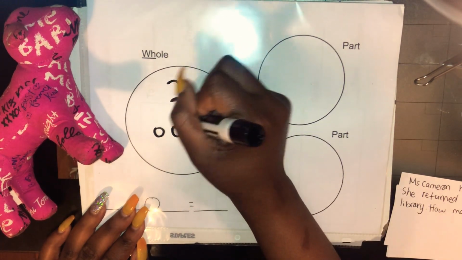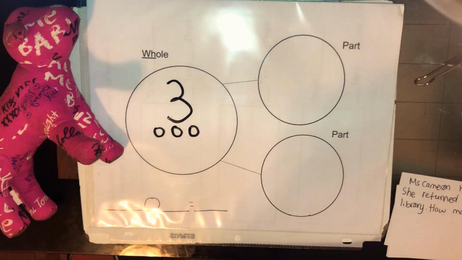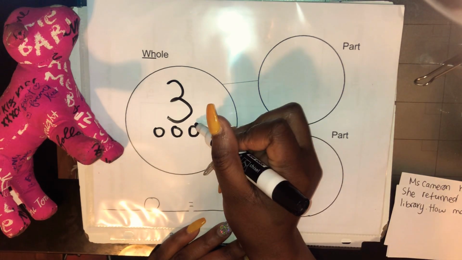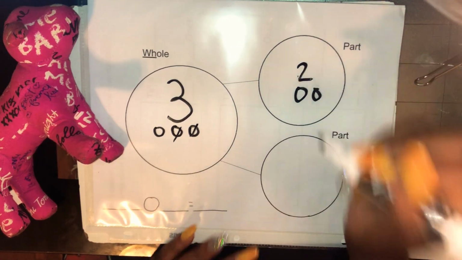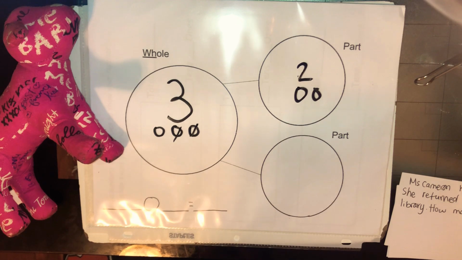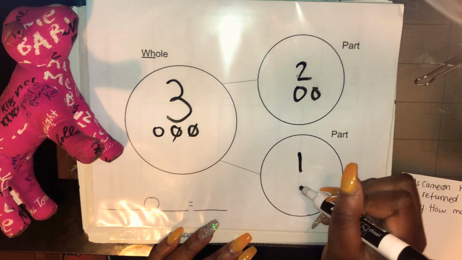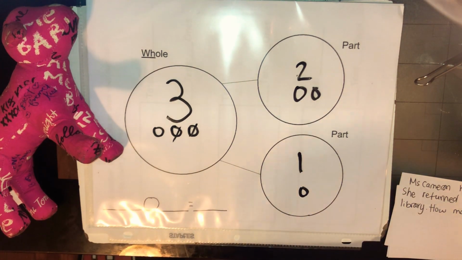I'm going to write the number 3. And then what happened? I returned 2. So I'm going to cross 2 out because that's 1, 2. And then how many do I have left? I have 1 left, right? So I have 1 left.